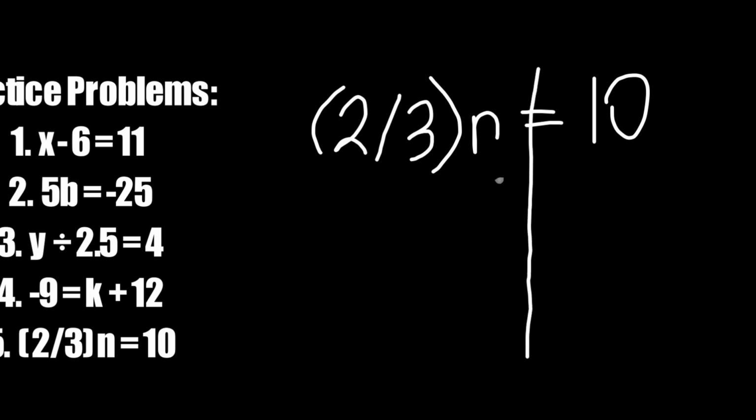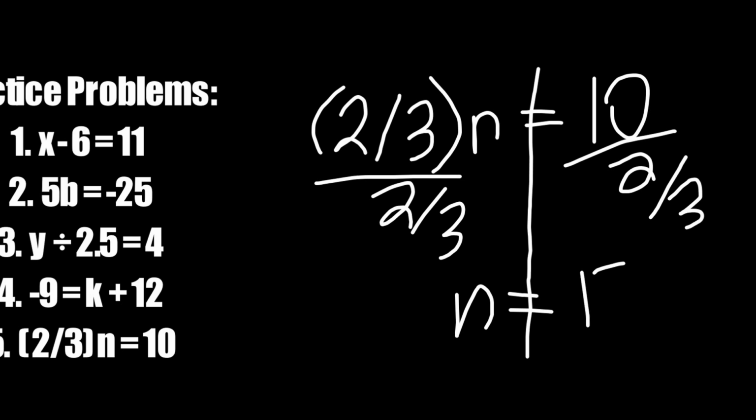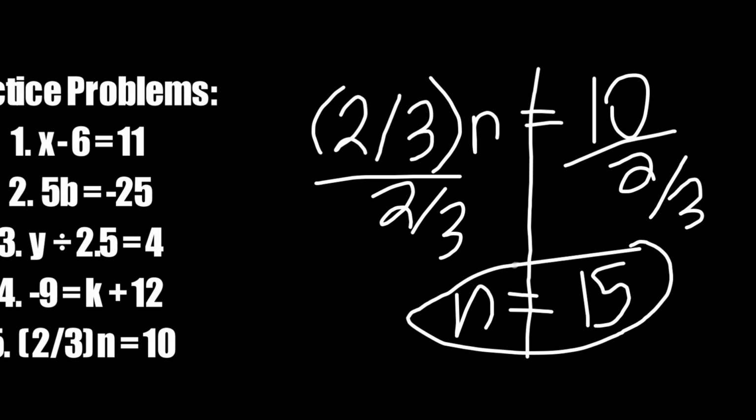Problem number 5 is 2 divided by 3 times n equals 10. So the inverse operation of multiplication is division, so we're going to be dividing by 2 divided by 3, and that will give us n equals 10 divided by 2 over 3, which is 15. And there you have it, all the practice problems finished.